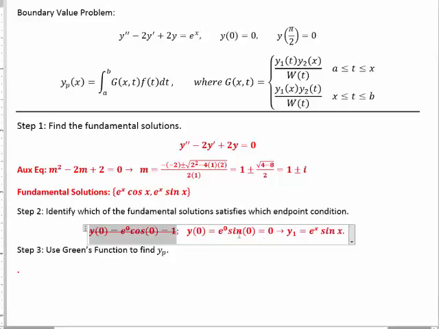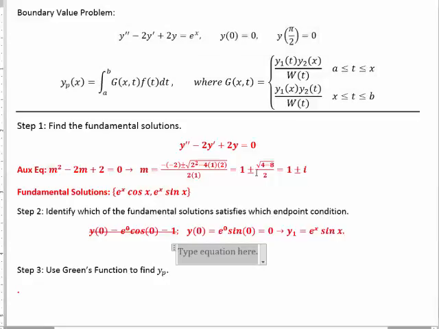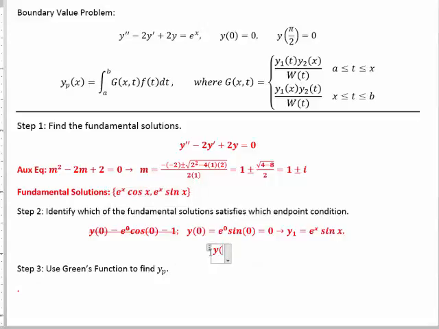And then this does work out for us, so that's a good check, and that's how we got our y1. Now to check for y2, let's put pi over 2 into the other function. Since we have already used e to the x sine x, let's use e to the x cosine x. So we'll put pi over 2 in there.